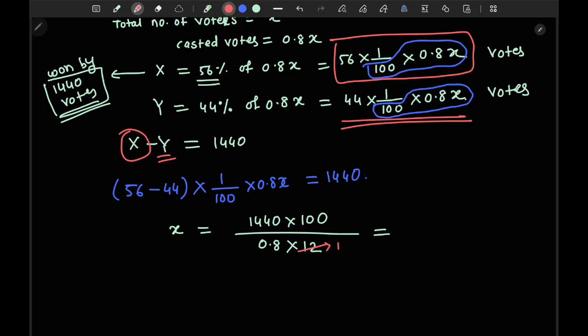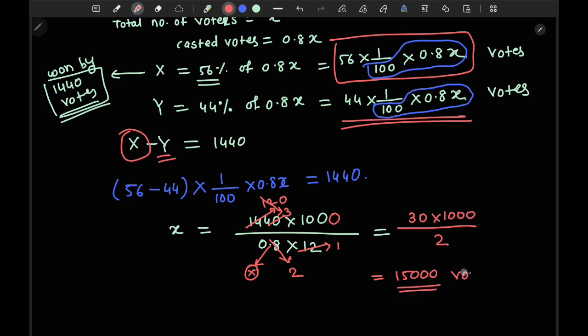So 12 ones are 12, 12 twos are 24, and this 0 again I will put it here to avoid the confusion. Then I'll just remove this decimal and add a 0 here, and then 4 twos are 8, 4 threes are 12, so this is 30. So 30 into 1000 divided by, in division it is 2, so 30,000 divided by 2 is 15,000 votes, and this is the value of X.